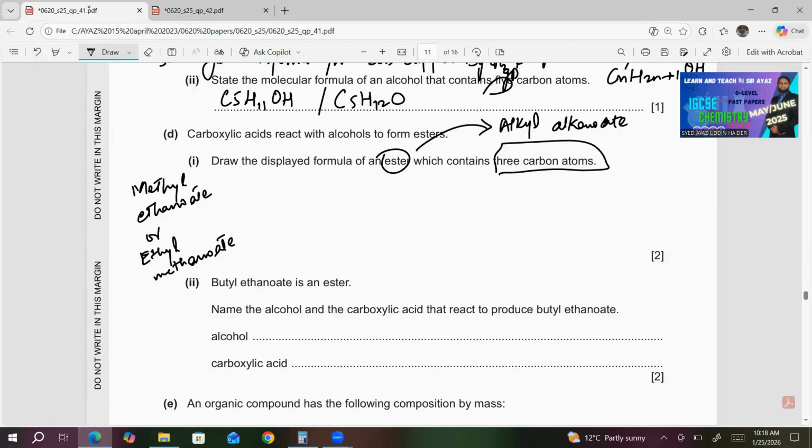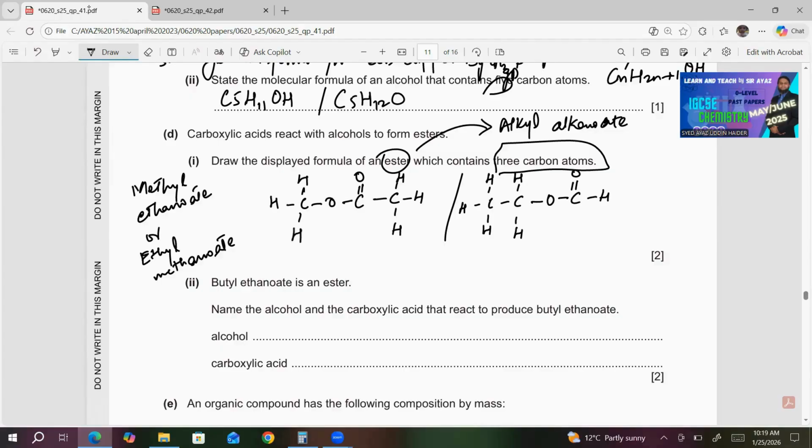For the methyl ethanoate, this one is the methyl group, CH3, and ethanoate must be of 2 carbon, O, C double bond O, and CH3. Or you can draw ethyl methanoate. So you are having CH3, CH2, COH here. All these are H. So you can draw any of these. Both of these are correct.